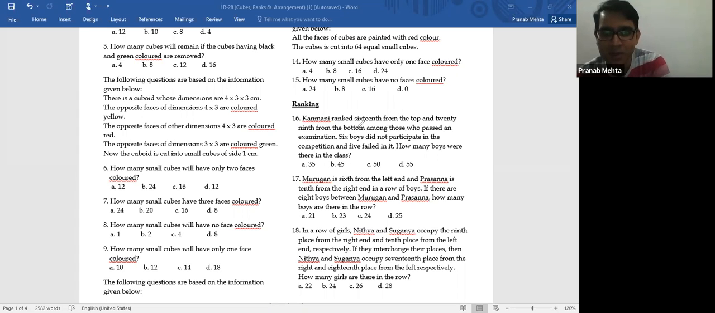Kanmani ranks 16 from the top. I think this is an interesting question. So we are talking about 16 from the top. Here there is a person whose name is Kanmani. What we need to understand is that there are 15 people ahead of him. Is this part clear? His rank is 16. What does it mean? There are 15 people here and then he is ranked 16. Is this data clear? Yes, sir.